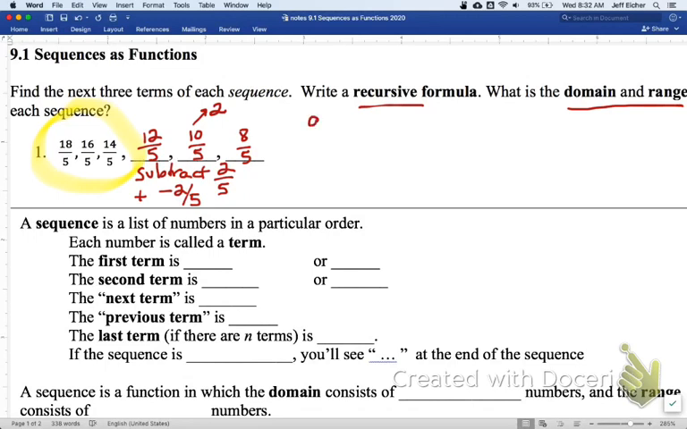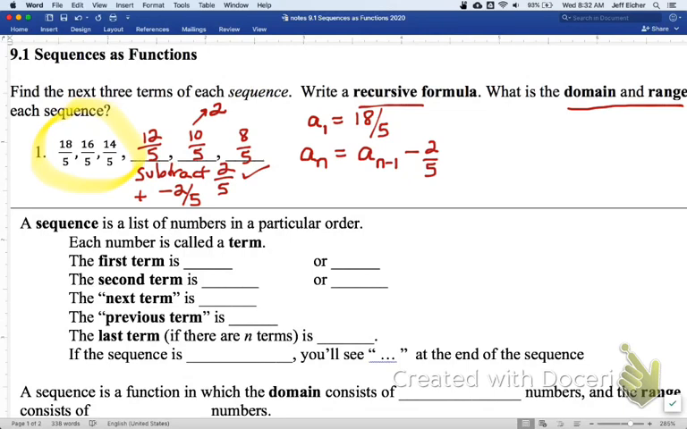Well, with a recursive formula, you say where you begin. So a sub 1 is our starting point. That's the value 18 fifths. And then you explain how you get any value, a sub n, any nth value, whether the n is 5, that would be the fifth value. N is 25, that would be the 25th value. So to get any value, you take the term before it, which is a subscript n minus 1, that's the term before it. And then we just said we're subtracting 2 fifths each time, so minus 2 fifths. And that would be our recursive formula.